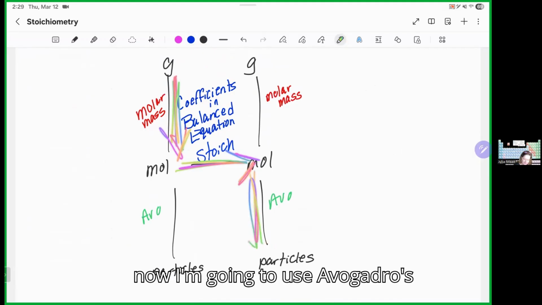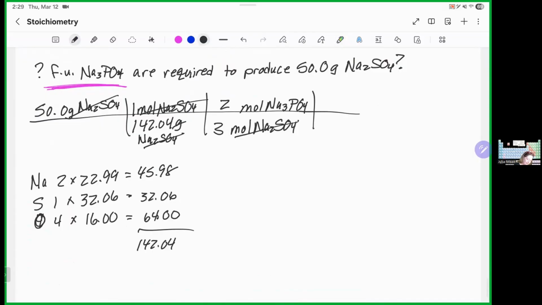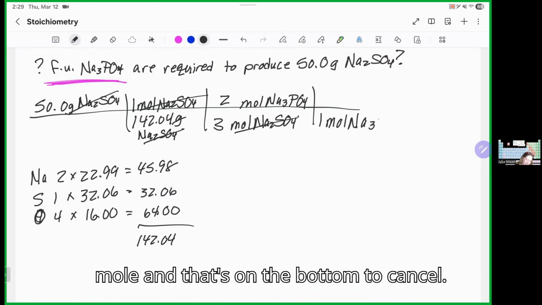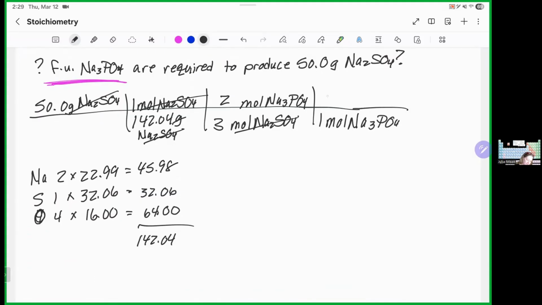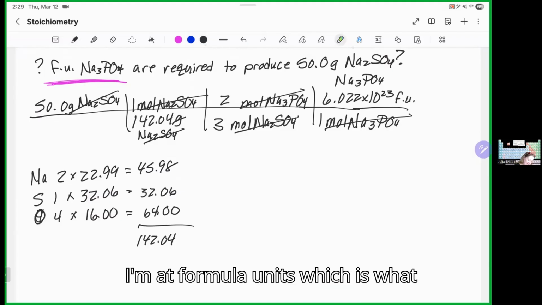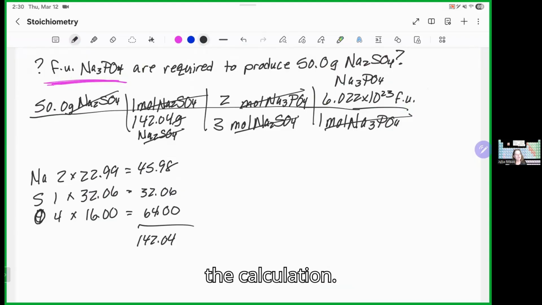Now I'm going to use Avogadro's number to get to my formula units. We know Avogadro's number is 1 mole on the bottom to cancel, to 6.022 times 10 to the 23rd formula units of that sodium phosphate. Moles cancel. I'm at formula units, which is what I'm looking for. Now I just do the calculation. It's 50.